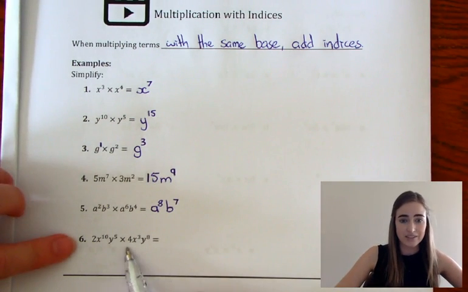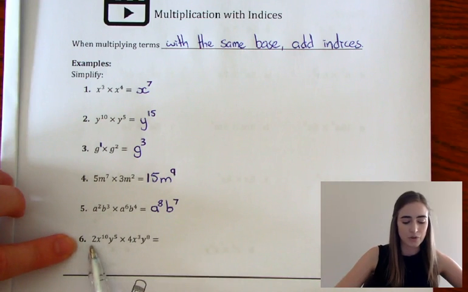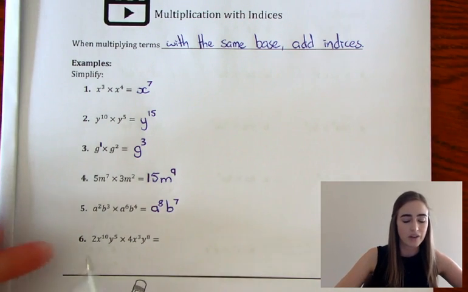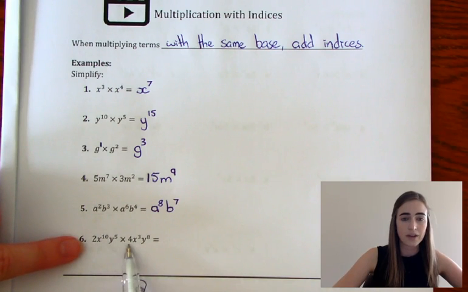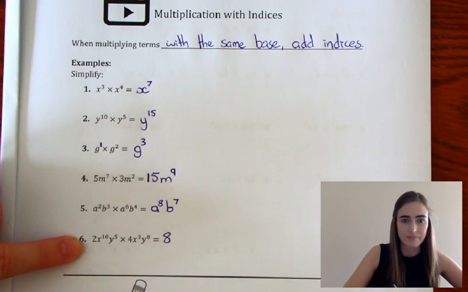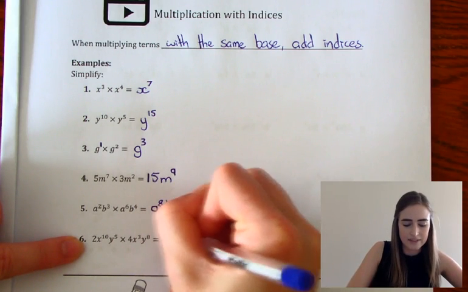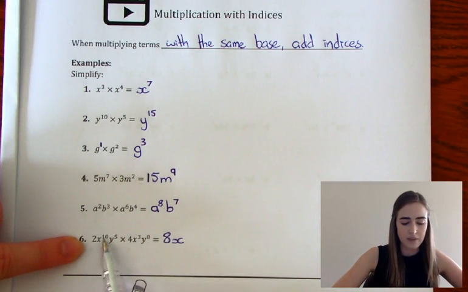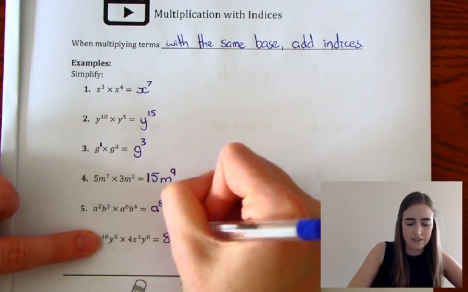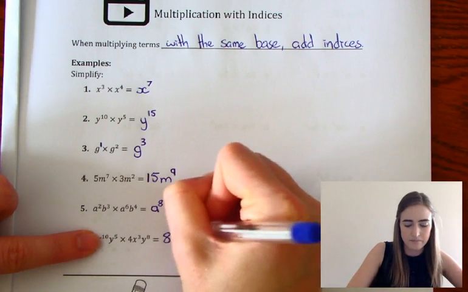All right, this next one is a little bit trickier again. We've got 2x to the power of 10, y to the power of 5, times 4x to the power of 3, y to the power of 8. So there's a bit going on here, but we'll go through, we'll do our numbers first. So 2 times 4 would give us 8. Then we can have a look at our x's. So we've got an x to the power of 10 times x to the power of 3. So adding those numbers together, we should have x to the power of 13.